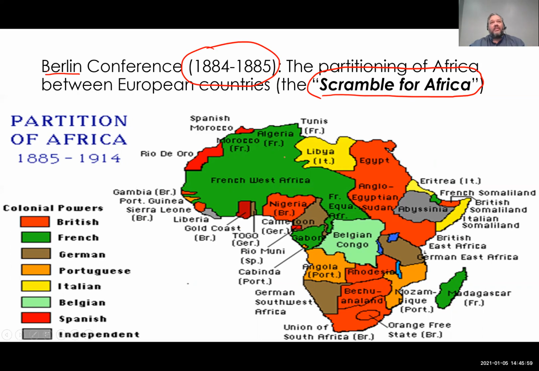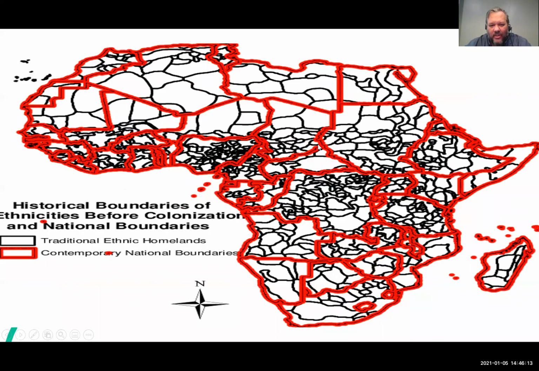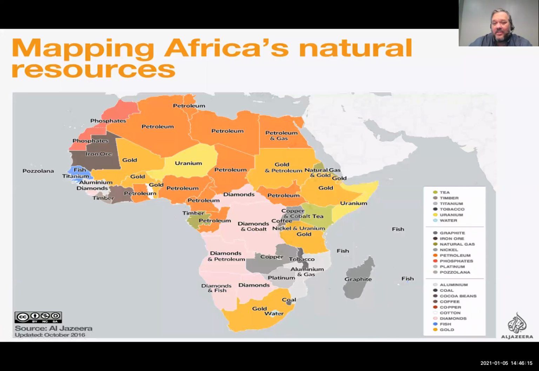This is colonialism at its height, to take an entire continent and carve it up and say, okay, you guys get this, you guys get this, you guys get this. And remember, why are they doing this? I'll come back to the other slide in just a minute.